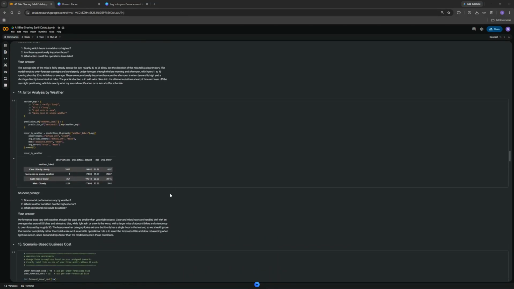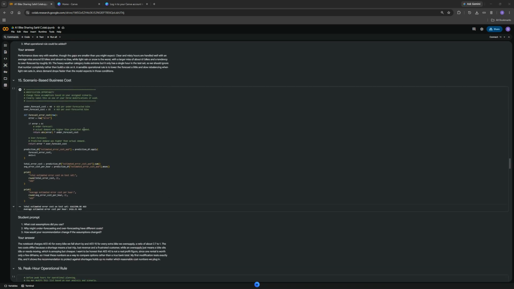Now putting a cost on it. To show why the afternoon gap matters, I put a cost on it. I price a missing bike at 40 dirhams and a spare bike at 15. So a shortage is the more expensive mistake. It is a way to compare options rather than a real bank figure, but it turns forecast errors into something the business can weigh.